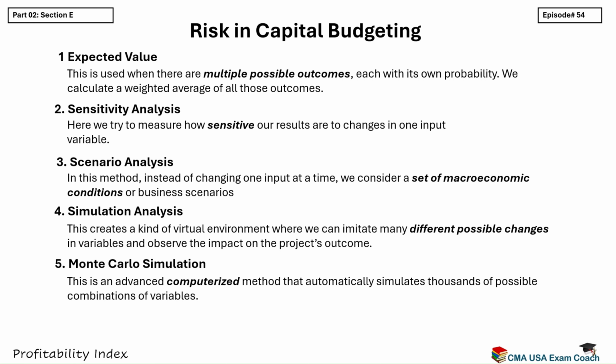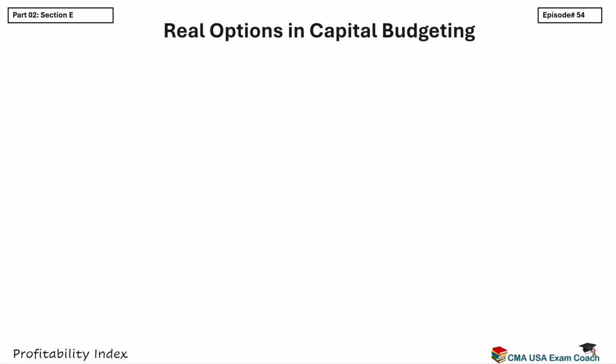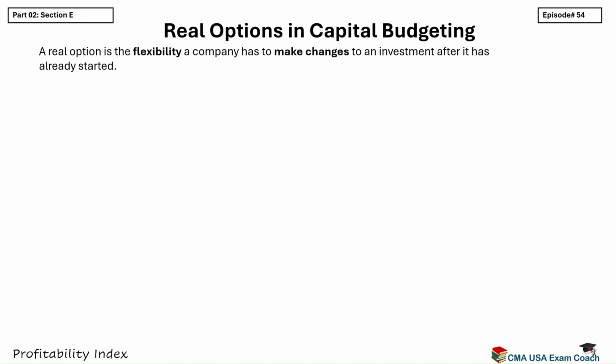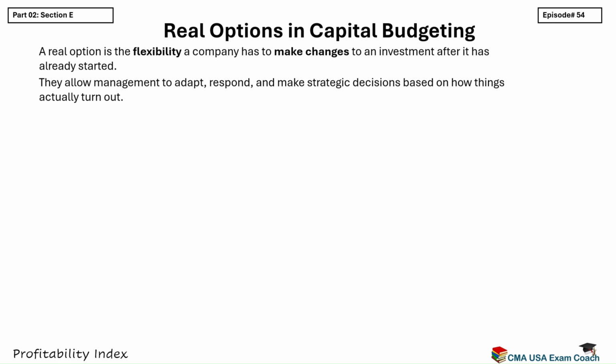Dear students, now we are going to learn about real options in capital budgeting. So, what is a real option really? In simple words, a real option is the flexibility a company has to make changes to an investment after it has already started. Unlike financial options, which are traded in markets, real options are opportunities in real-life projects. They allow management to adapt, respond, and make strategic decisions based on how things actually turn out.